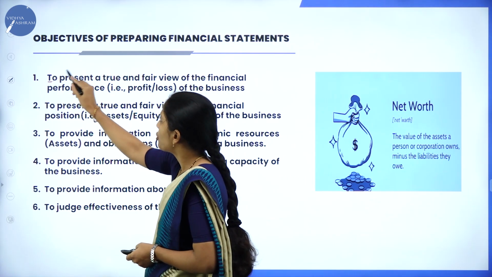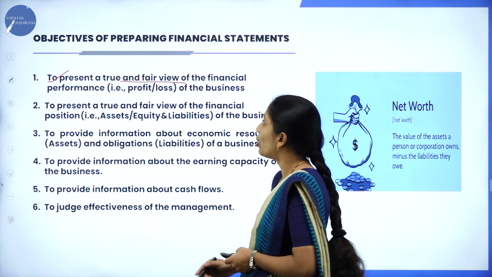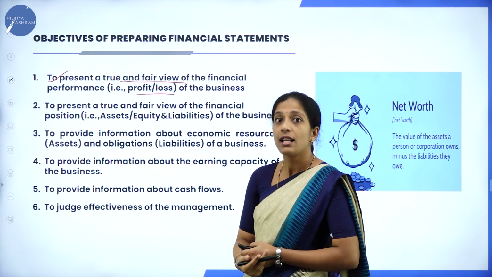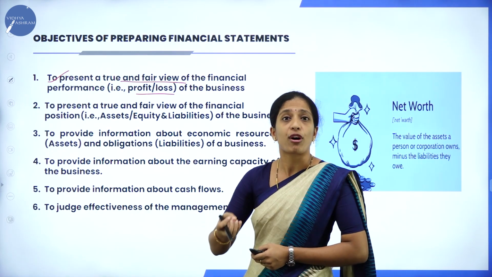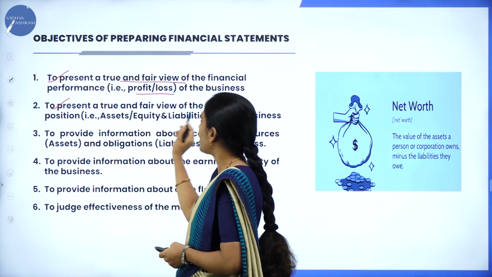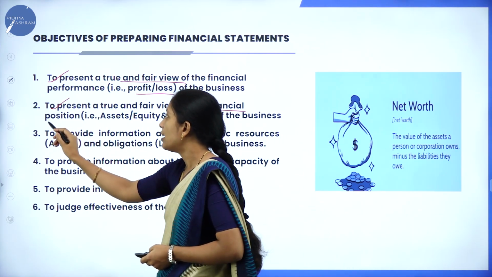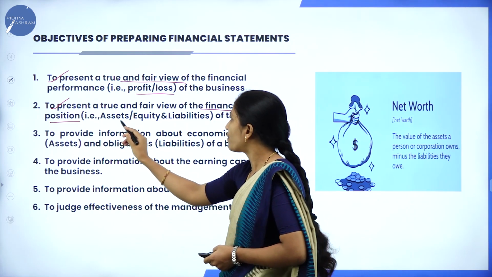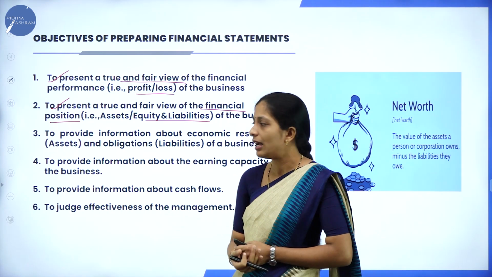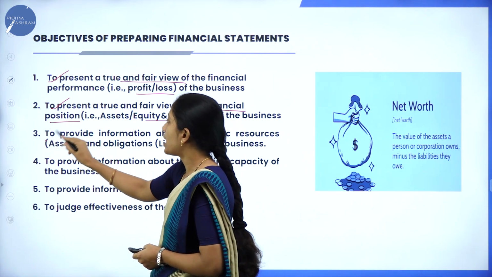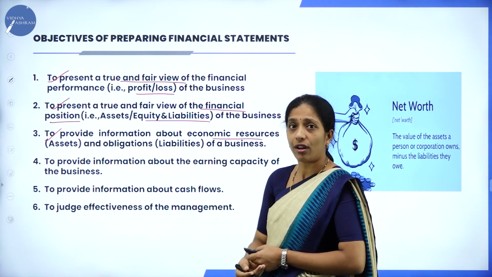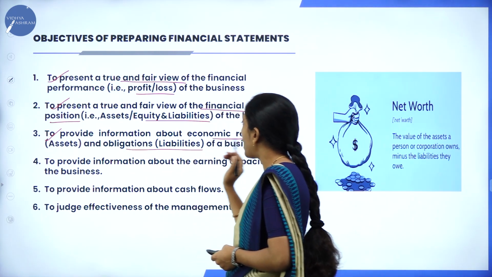So the first one is to present a true and fair view of the financial performance, that is your profit or loss of the business. Of course, our intention is to know the profit or loss of the business. And the next one is to present a true and fair view of financial position, that is the total of assets as well as liabilities, or equity and liabilities, by preparing the balance sheet. And the next one is to provide information about the economic resources, that is the total of assets and what is the liability of the business.